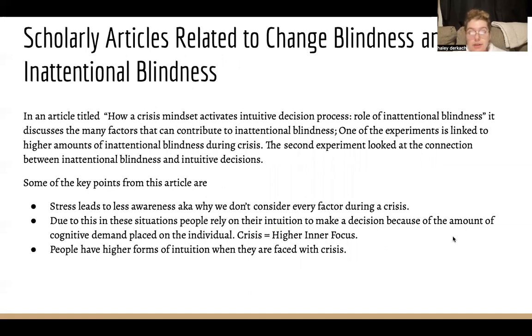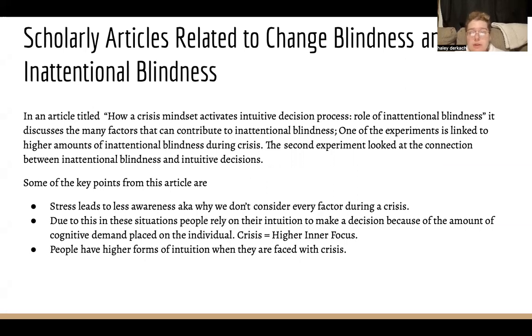Within my two scholarly articles, the first one that I'm going to be talking about is how a crisis mindset activates intuitive decision processes, a role of inattentional blindness. This discusses the several factors that contribute to inattentional blindness. One of the experiments is linked to higher amounts of inattentional blindness during crisis. And the second experiment looks at the connection between inattentional blindness and intuitive decisions.